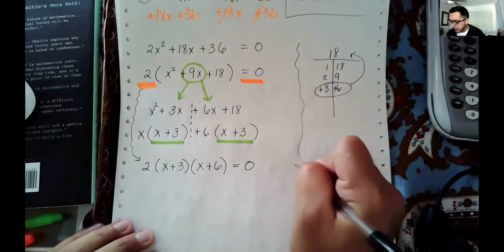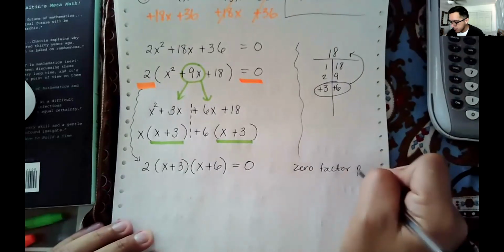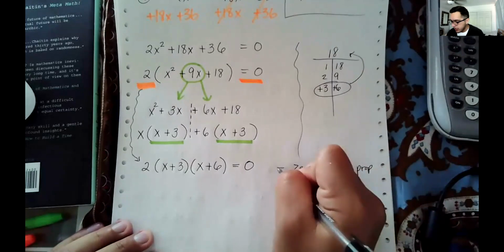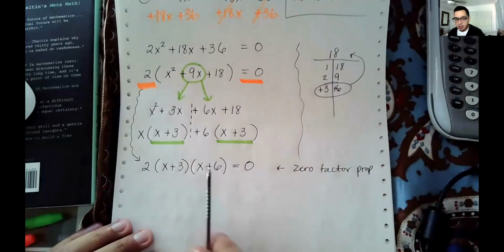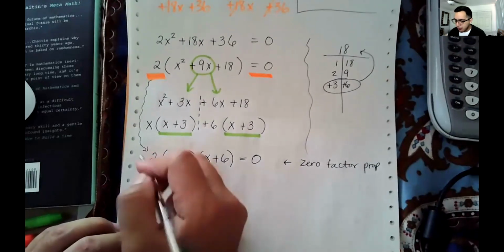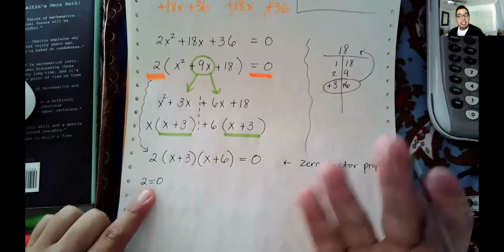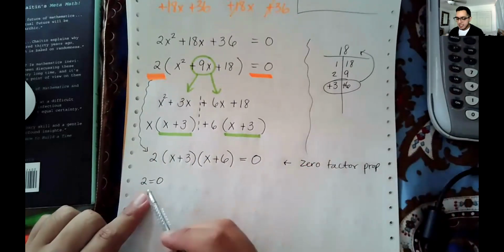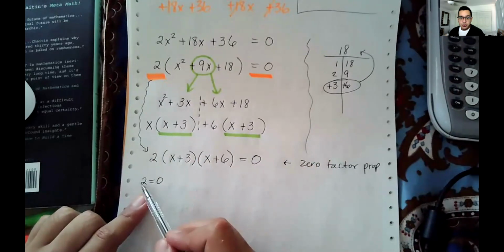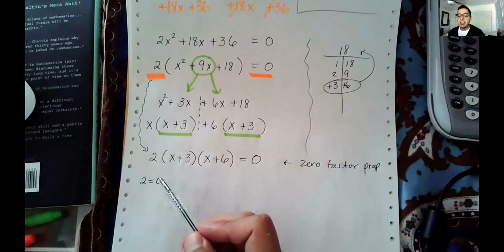Now we can go ahead and use the 0 factor property, which tells us that we can set each of these factors equal to 0. But here, if I set 2 equal to 0, that doesn't make any sense. If this is a statement that the number 2 is equal to 0, it just is nonsense. So I can ignore that because 2 is never going to be equal to 0. Okay.